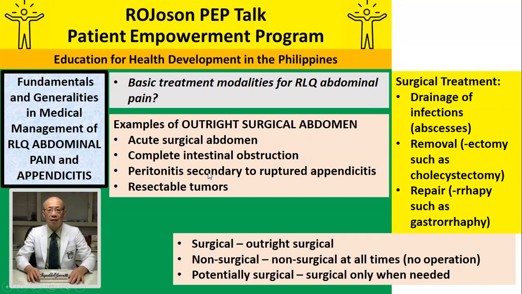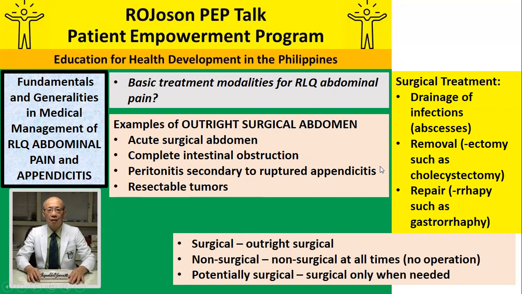Peritonitis, for example, will be secondary to ruptured appendicitis. It is already ruptured, so it's causing infection inside the abdomen. So the patient has to be operated on right away. Resectable tumors are another example of a condition that is considered as needing an outright surgical abdomen.